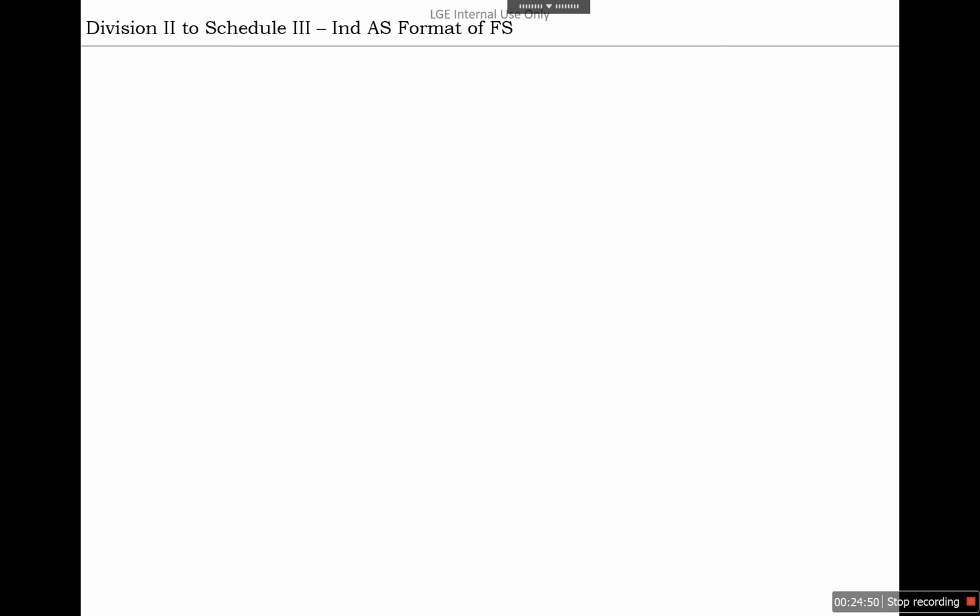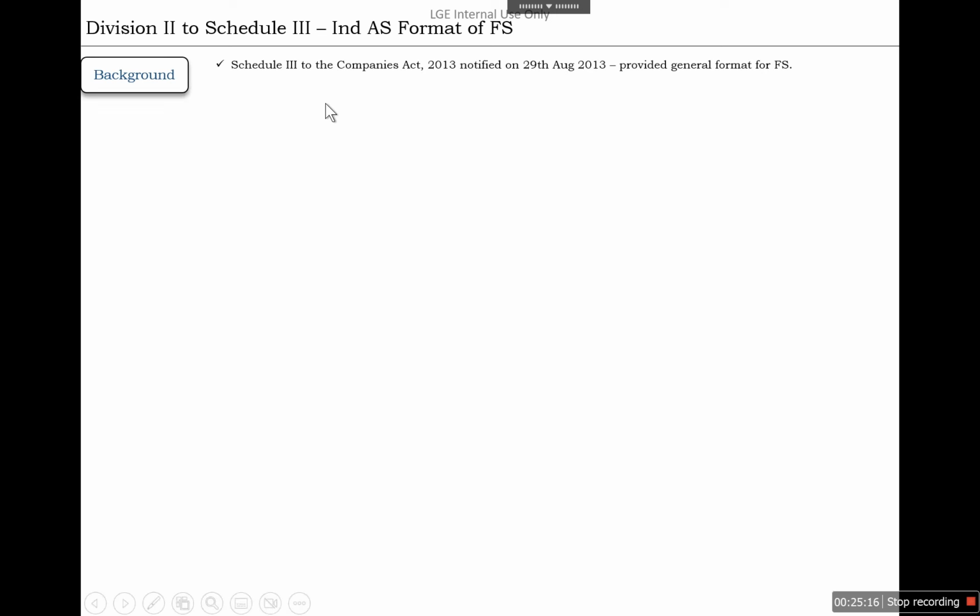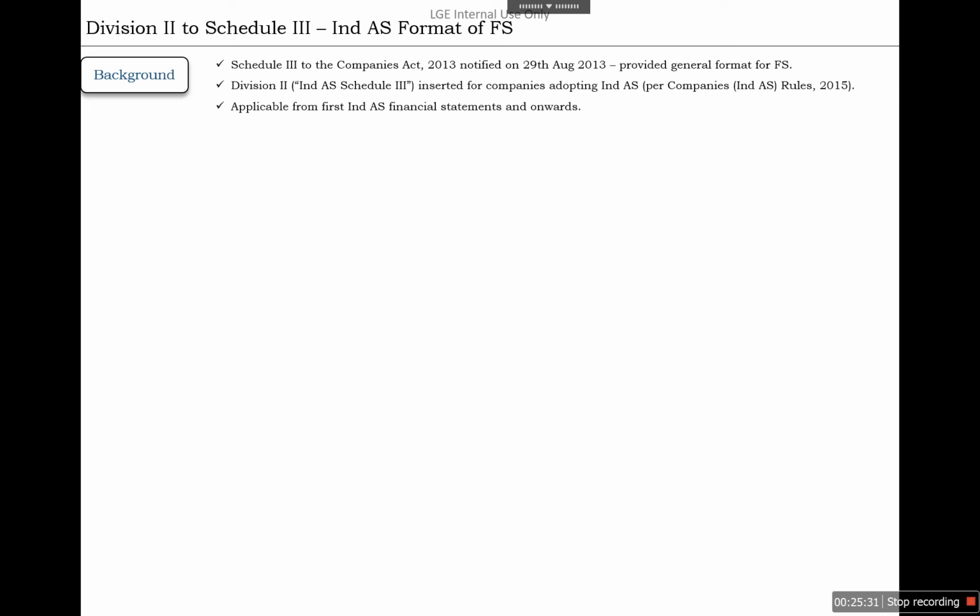So the next thing we need to discuss is Division 2 to Schedule 3. It talks about the Ind AS format of financial statements. Division 1 of Schedule 3 talks about the format of financial statements as per accounting standards, but Division 2 is incorporated for the purpose of financial statements as per Ind AS. Schedule 3 to the Companies Act, notified on 29th August 2013, provides the general format for financial statements, and Division 2, as we have discussed, was inserted, and this is applicable.